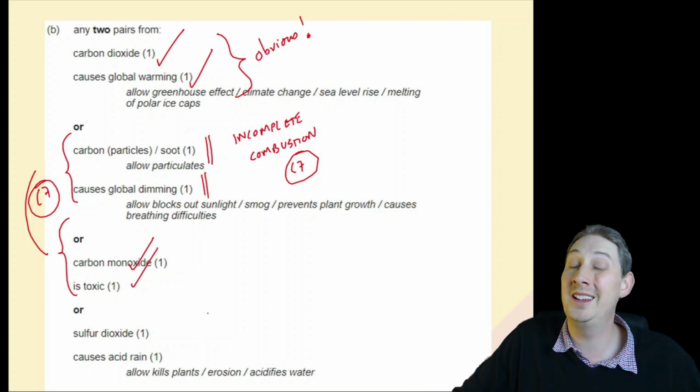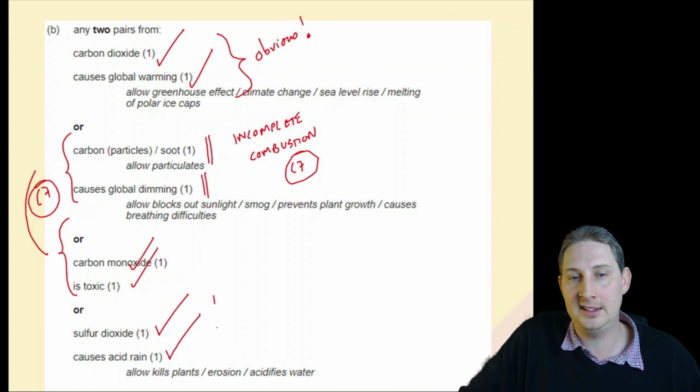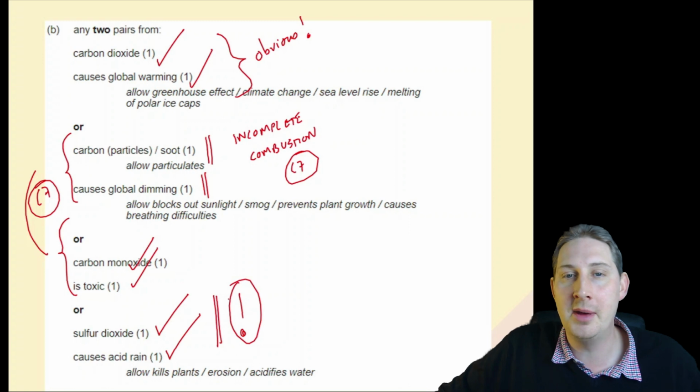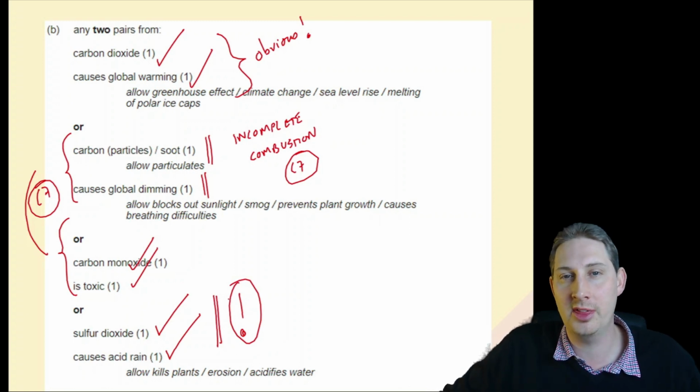The final thing, and you really should have got this, was sulfur being discussed. So when you burn sulfur, it combusts to form sulfur dioxide, which causes acid rain. And it's quite important that you remember that, okay? So if you hadn't got that one, I definitely would clock that.